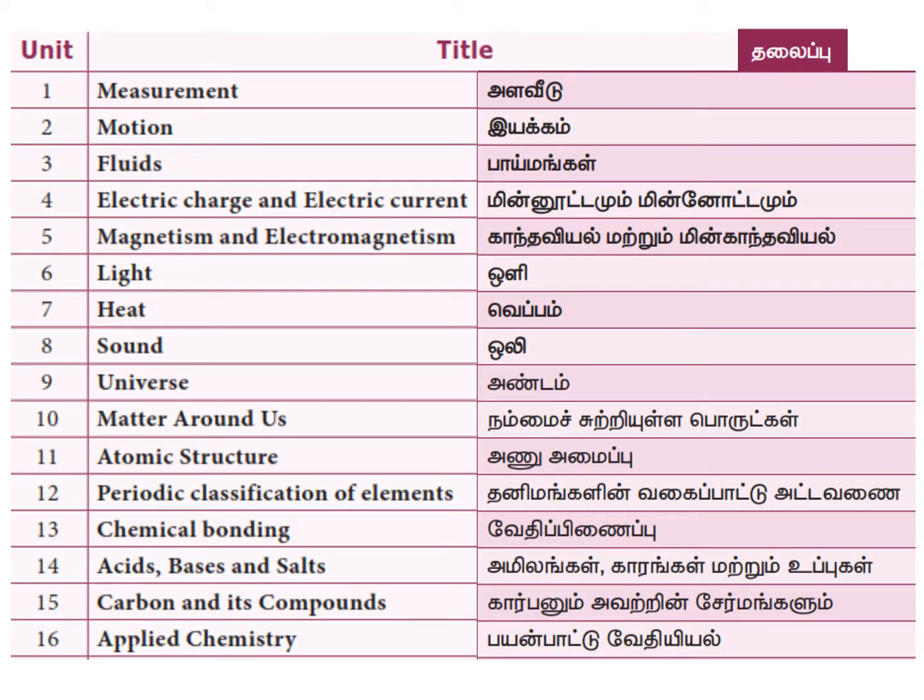In 9th Standard Science, we have 16 units for physical science. The units are measurement, motion, fluids, electric charge and electric current, magnetism and electromagnetism, light, heat, sound, universe, matter around us, atomic structure, periodic classification of elements, chemical bonding, acids, bases and salt, carbon and its compounds, and applied chemistry.